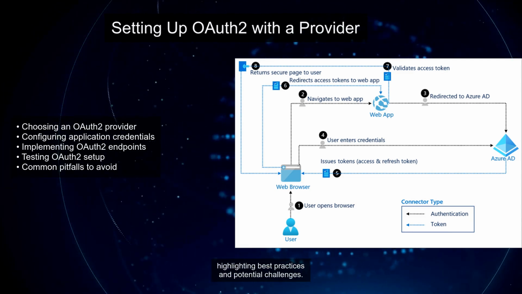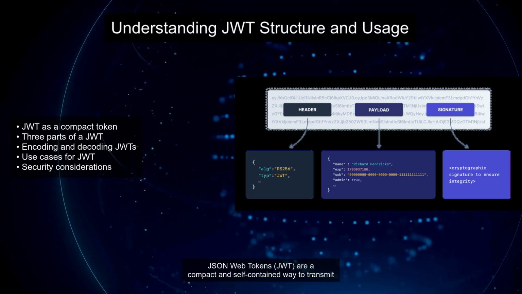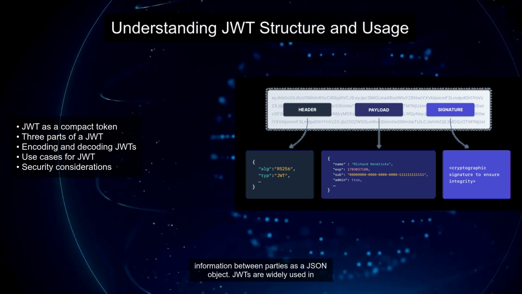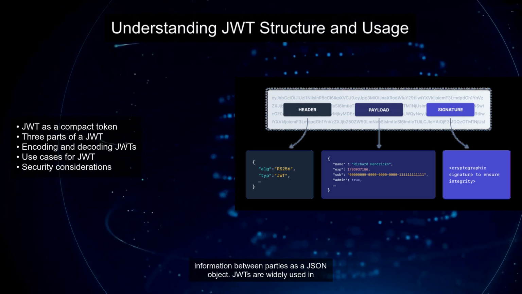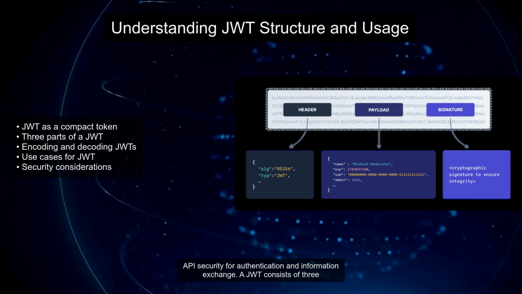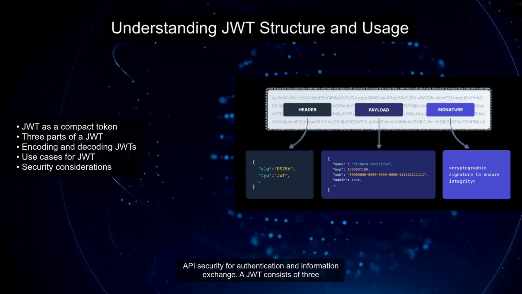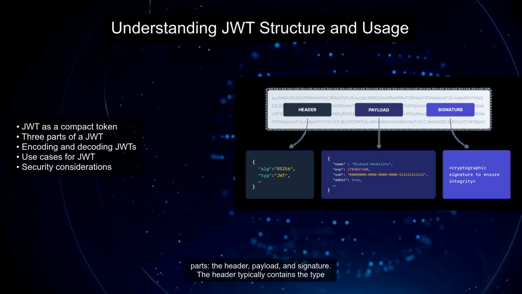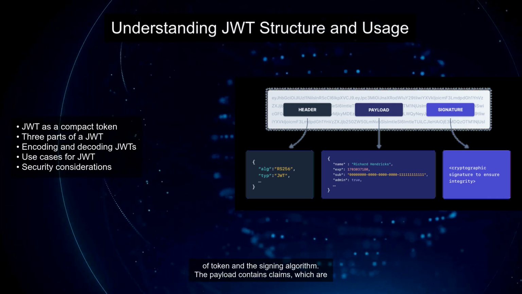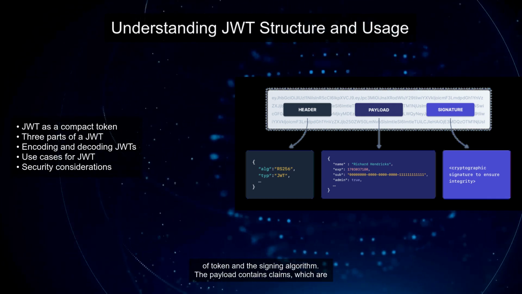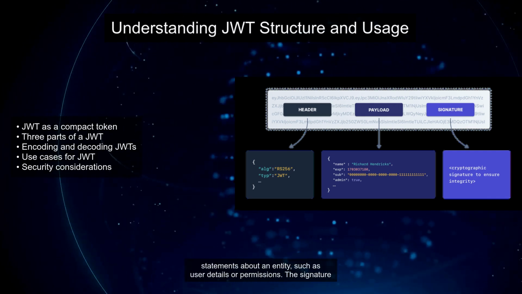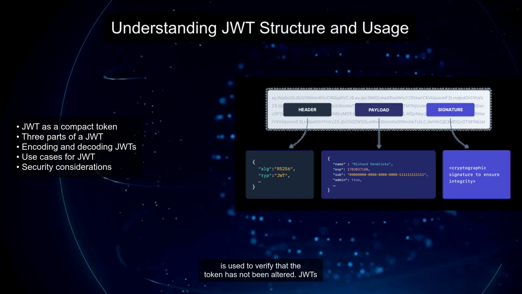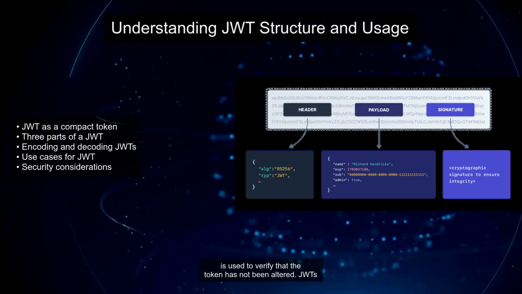JSON Web Tokens, JWT, are a compact and self-contained way to transmit information between parties as a JSON object. JWTs are widely used in API security for authentication and information exchange. A JWT consists of three parts: the header, payload, and signature. The header typically contains the type of token or the signing algorithm. The payload contains claims, which are statements about an entity, such as user details or permissions. The signature is used to verify that the token has not been altered.